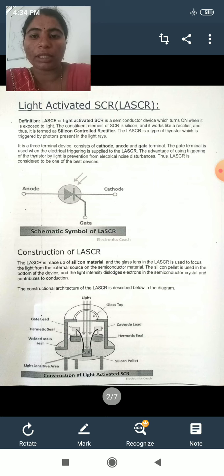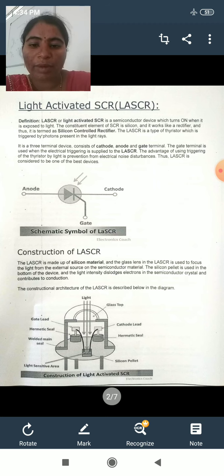There will be three terminals. First is anode, second is cathode, and third is gate. At the cathode side, the light is inserted on this SCR. Due to this light activation, the SCR gets turned on, hence it is called the light activated SCR. Now see the construction diagram of the SCR.